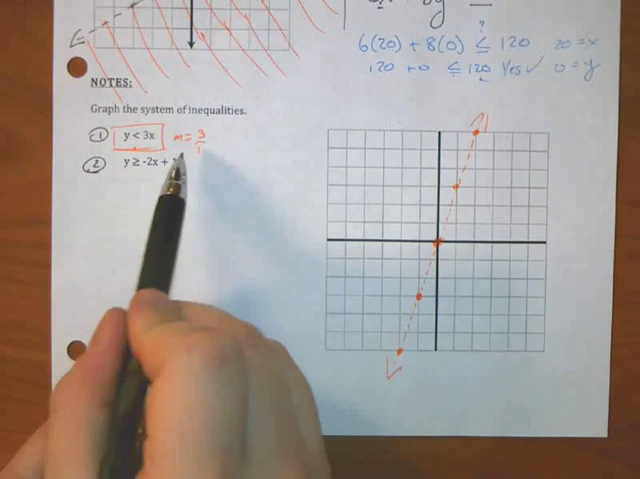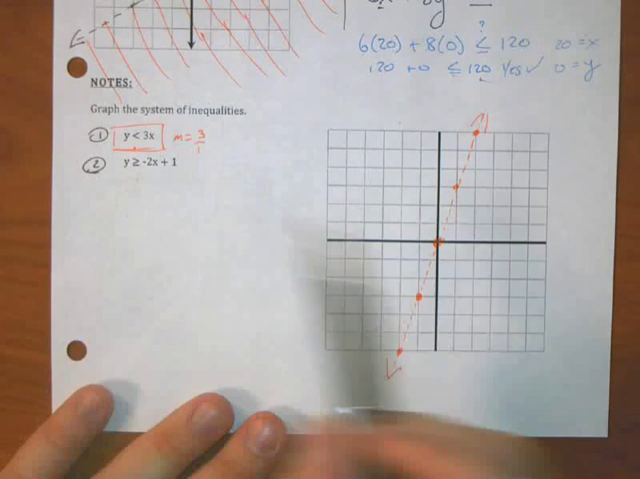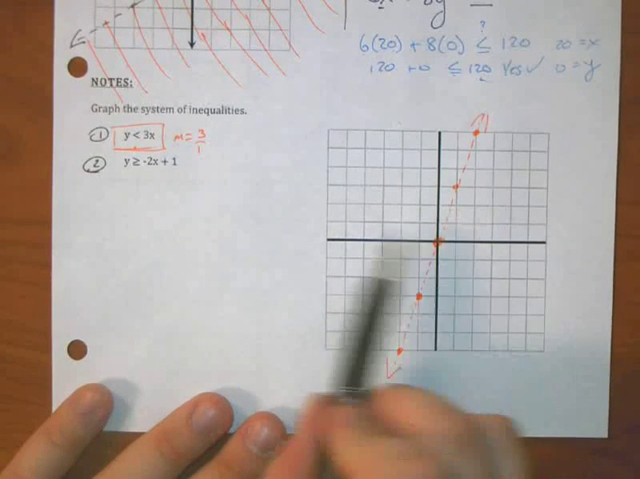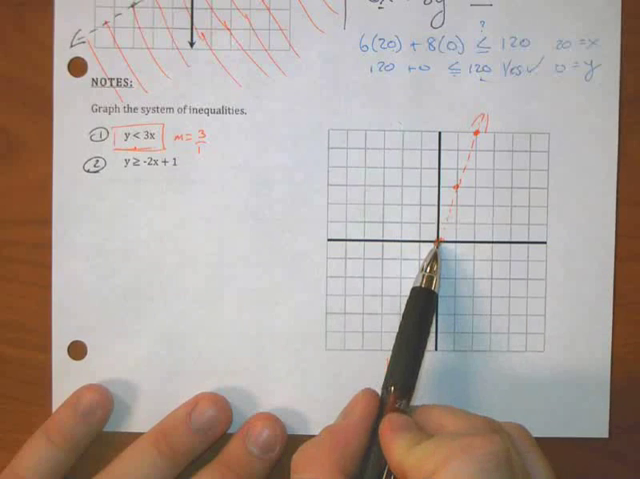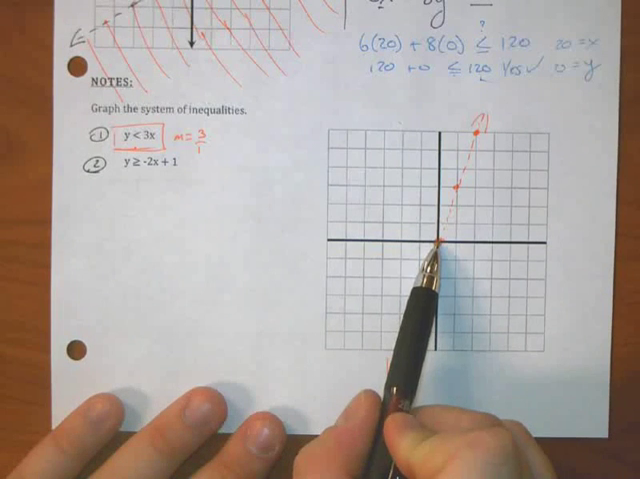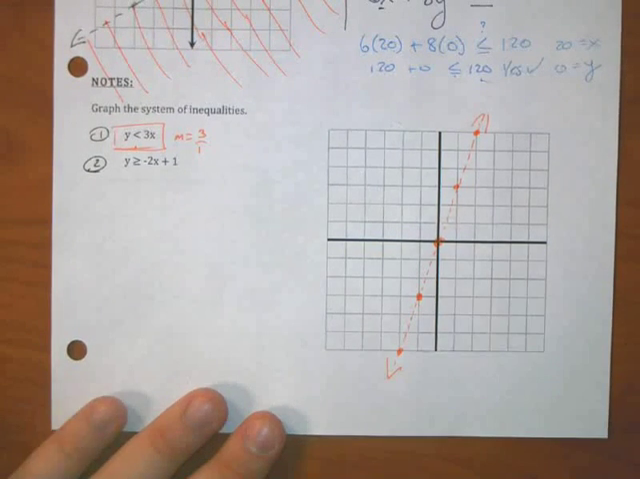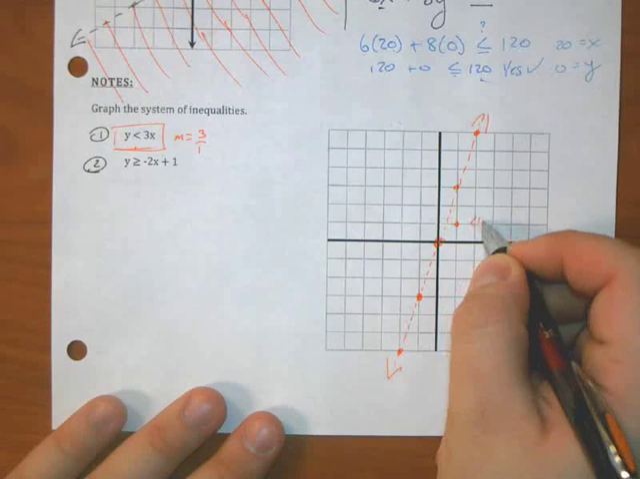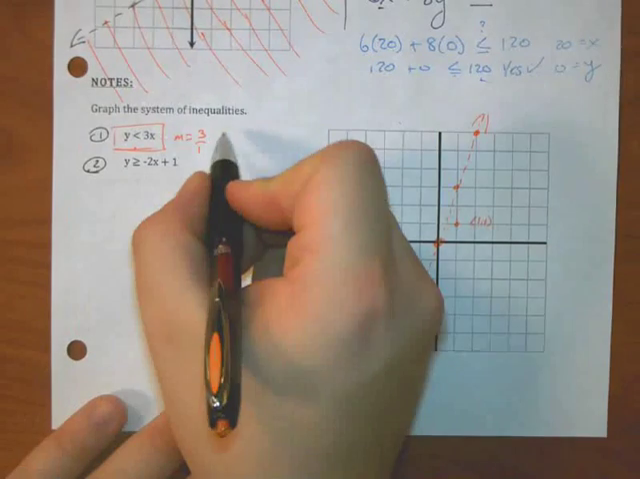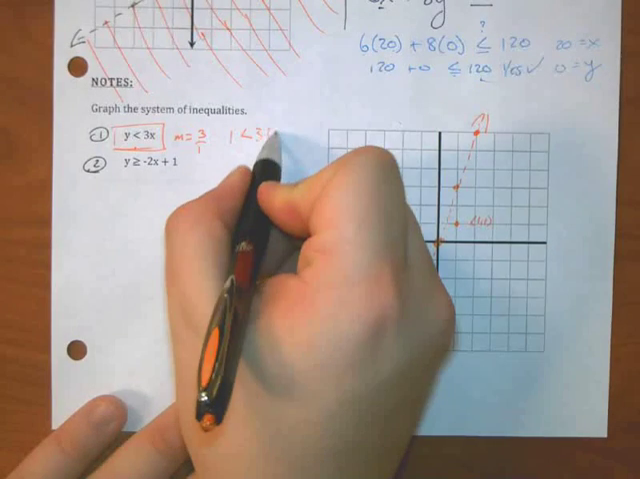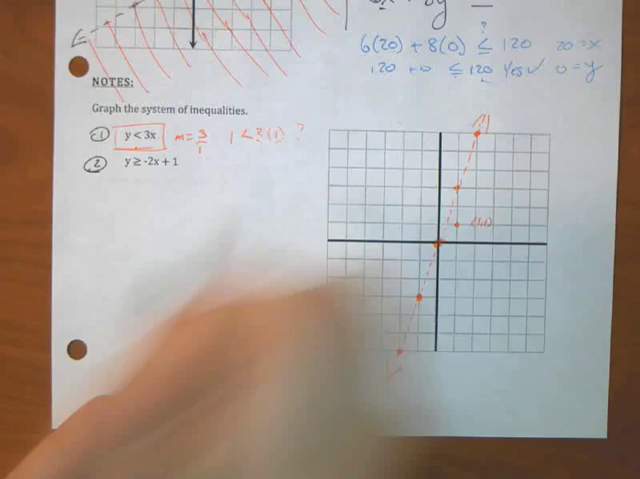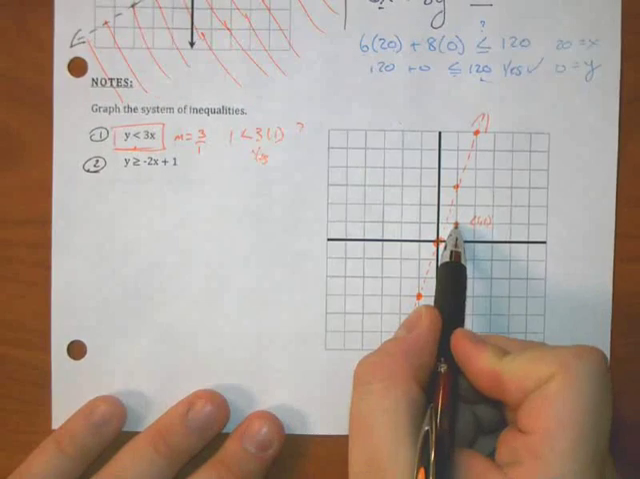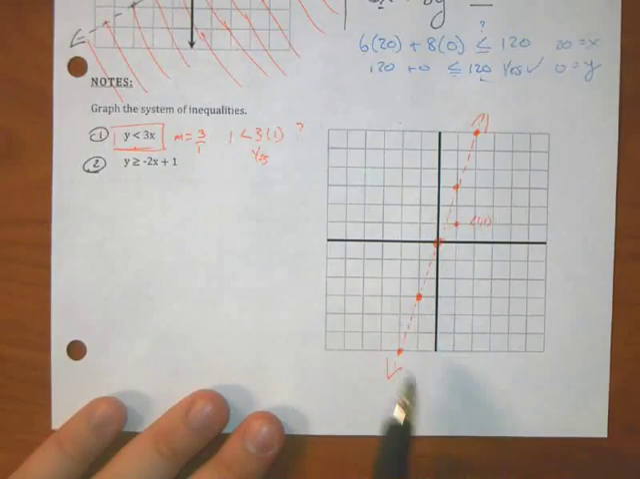Okay, I need to shade this, so I need to figure out which side to shade. I need a test point. Can I choose 0, 0? No, it's right on the line. So we've got to pick a different point. 1, 1. Sure, that's an easy one. So I'll test 1, 1. Is 1 less than 3 times 1? Yeah. So 1, 1 is a solution, so I'll shade everything on the same side.